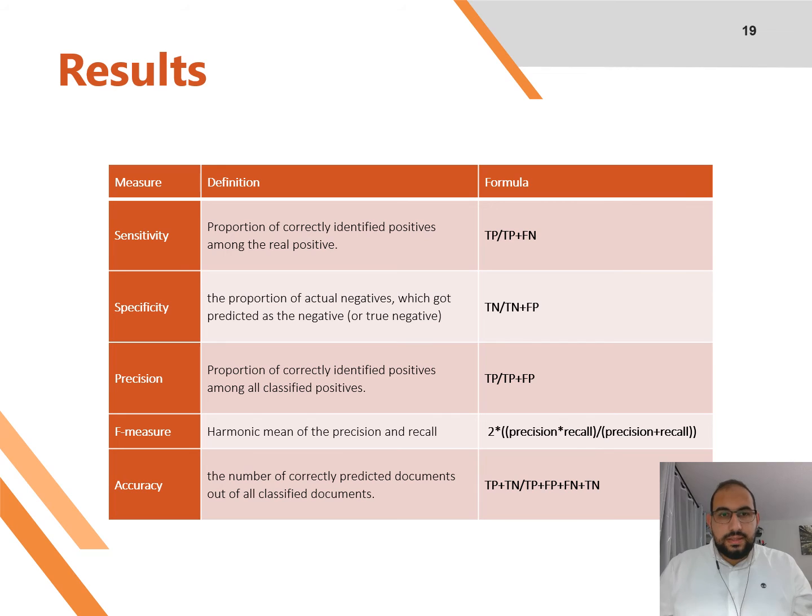Our experiments started in the second half of 2020, and we have used sensitivity to optimize the performance of our machine learning models, which is the proportion of correctly identified positives among the actual positive results. The specificity, precision, F-score, and accuracy were used to evaluate the performance of the machine learning models in comparison to each other.